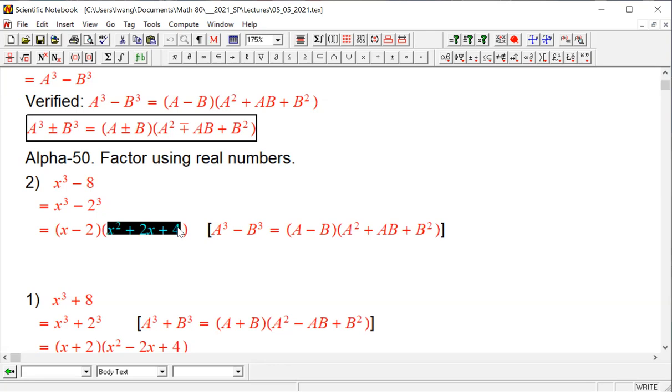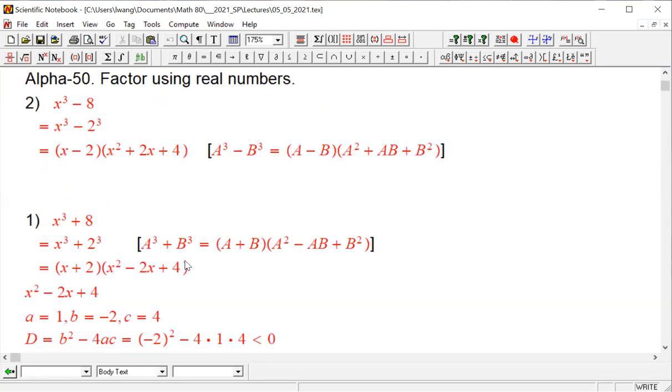Can this be factored further? You may even try the trial and error method to factor it, right? And I assure you, you're not going to make it. It's not going to factor using that integer method. Okay, remember that method? Do you want to give it a try?